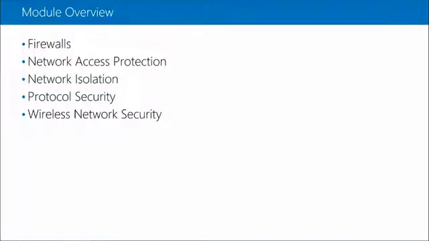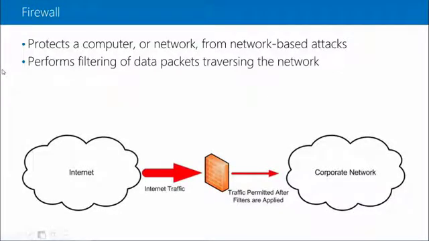Module overview. We're going to talk about firewalls, network access protection, network isolation, protocol security, and wireless network security. So first of all, firewalls. Firewalls protect a computer, a network, or a network segment from network-based attacks. It performs filtering of data packets traversing the network and can basically filter out different kinds of content. Different types of firewalls will filter out different kinds of content. The graphic here gives you an idea of how it might work.